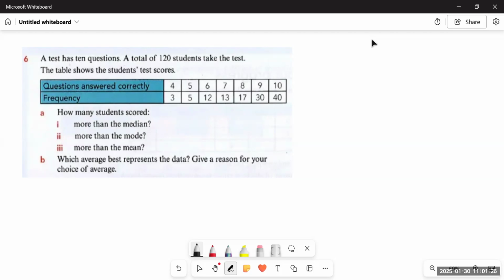A total of 120 students take the test. The table shows the students' test scores. Okay, so it means there are 10 questions, and a total of 120 students take the test.